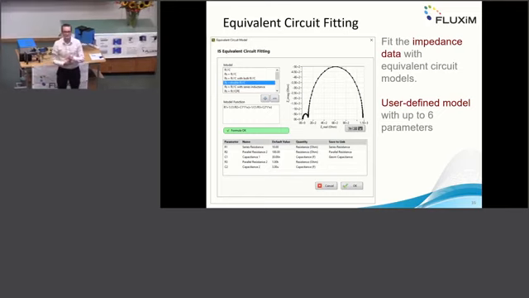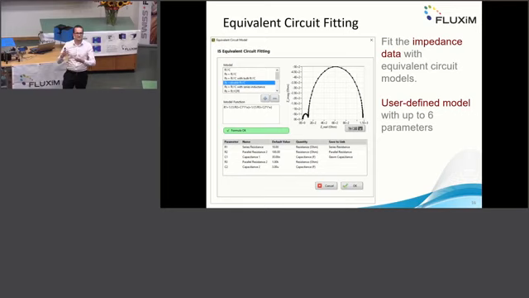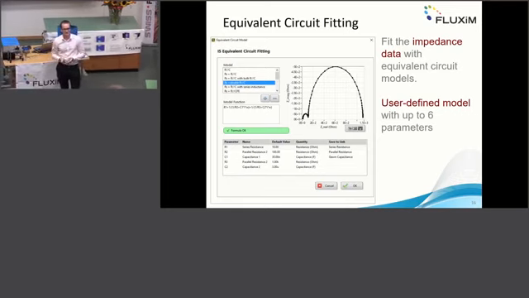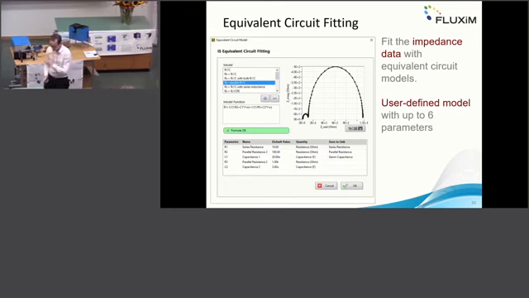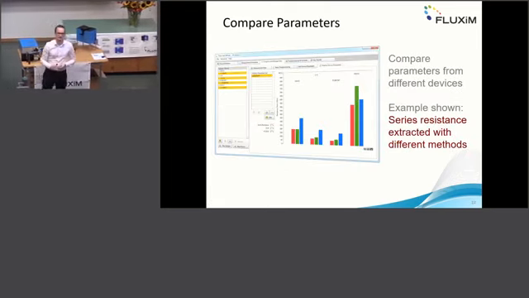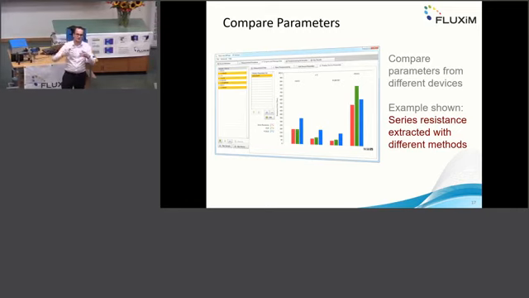This is equivalent circuit fitting, what I showed before. So we have just some easy circuits you can choose, but you can also put in some own formulas and then use our fitting algorithm to just fit these equivalent circuits to your measurement. Once you have extracted different parameters, for example, you have studied different materials and you have extracted the charge carrier mobility, you can then just easily create such bar plots or just some plots to compare your result.